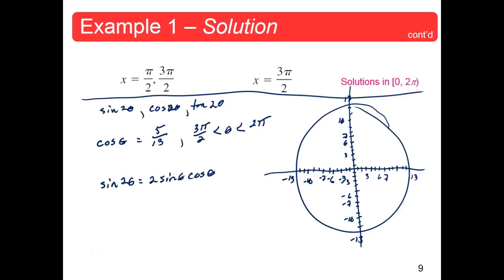Now we're in the fourth quadrant. And the cosine, what is cosine, by the way?